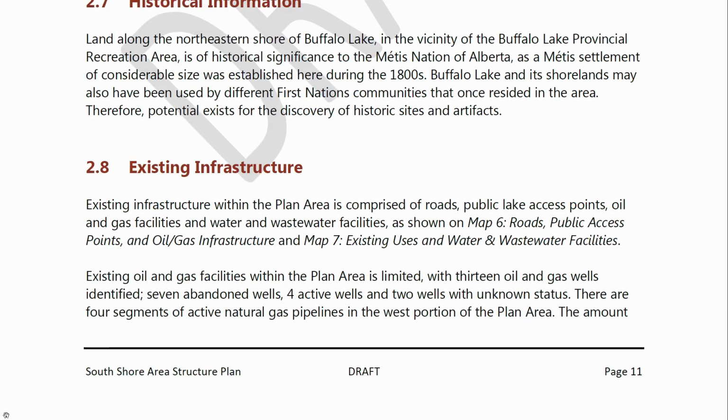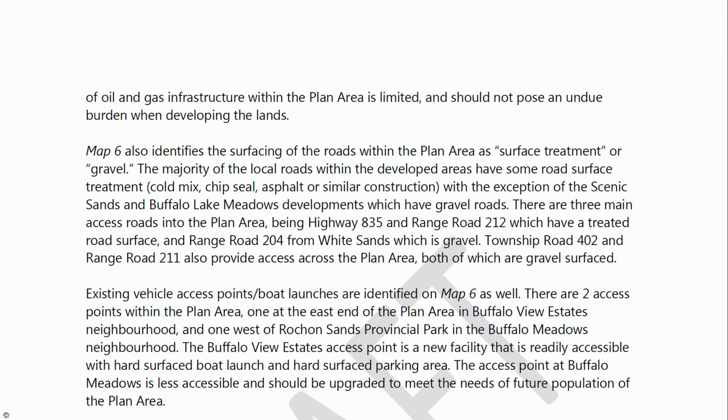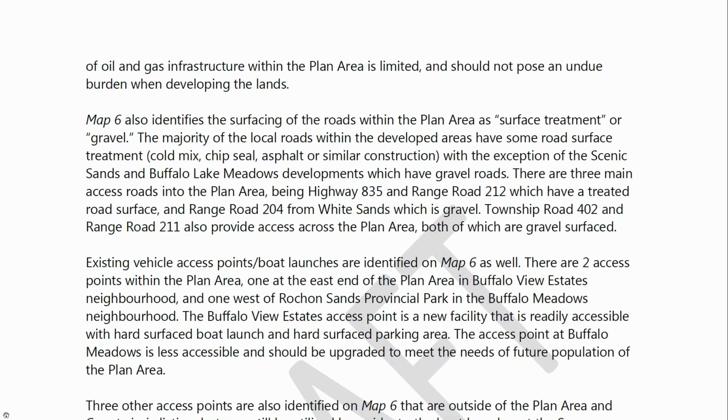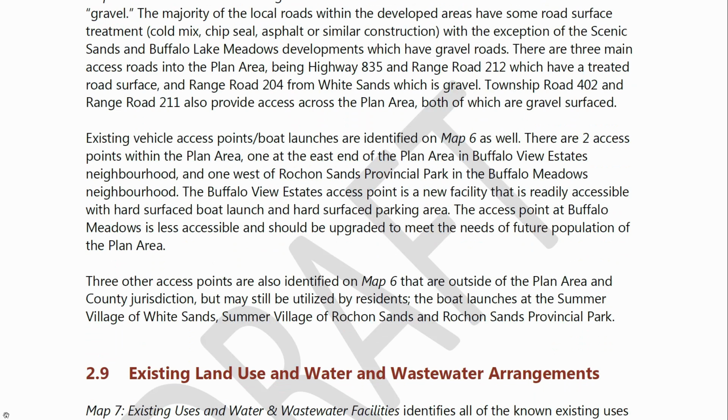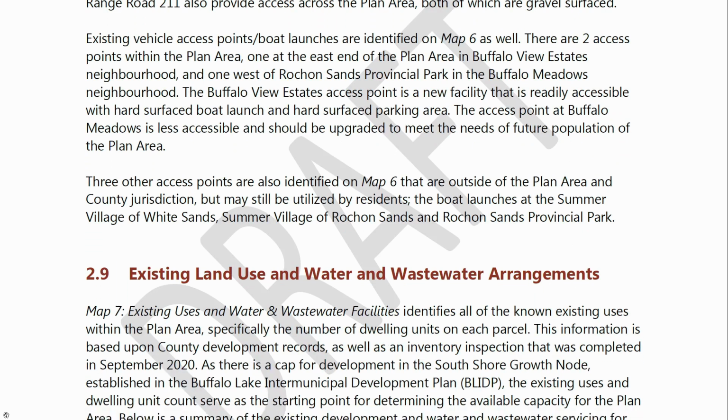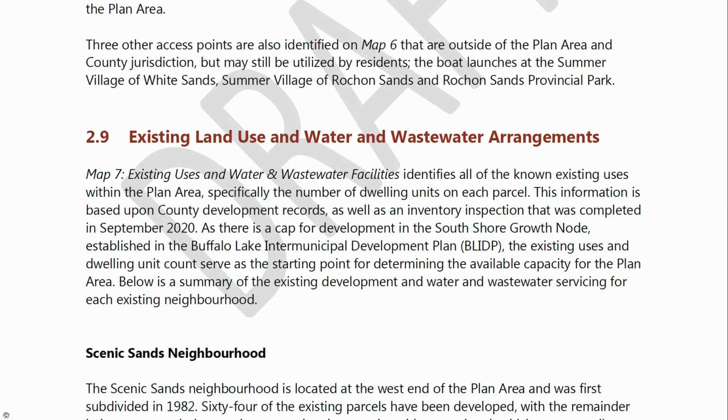Starting on map 7 in section 2.8, you'll find some information about existing infrastructure that the county has in the area, in terms of how close the regional water lines have progressed to the area and what kind of road system is in place at the time, again, that the plan is written.